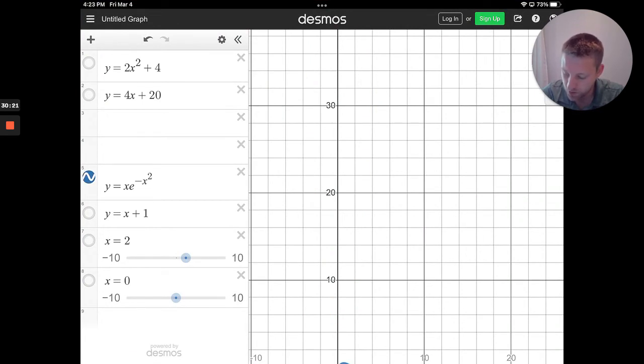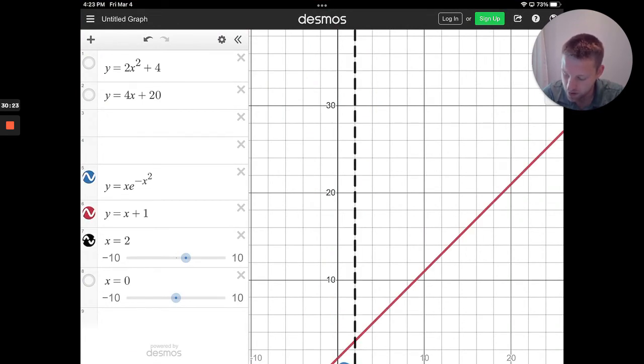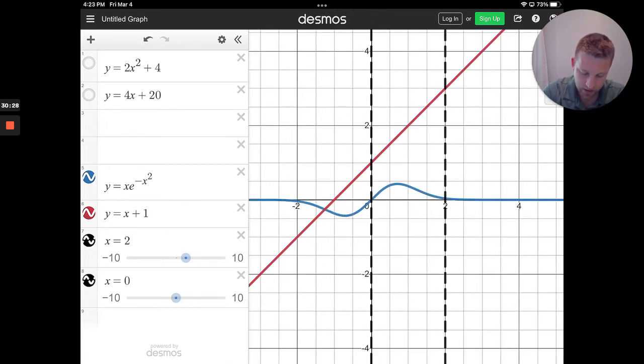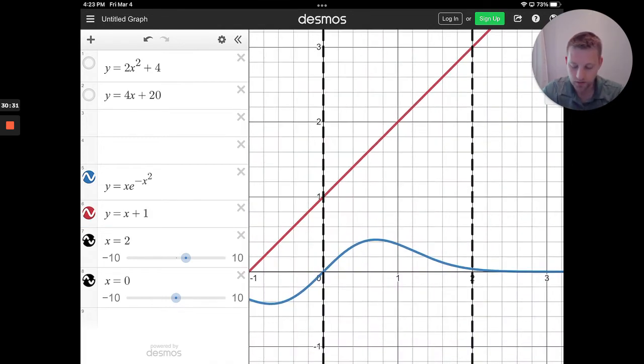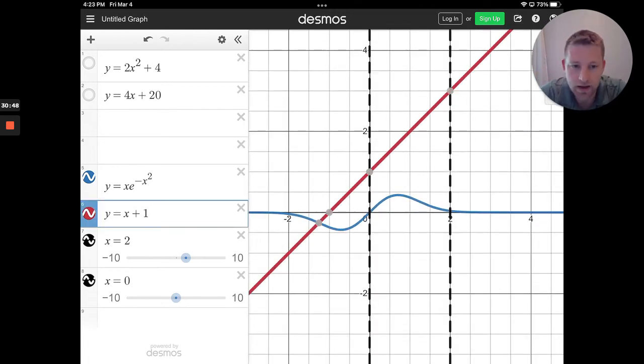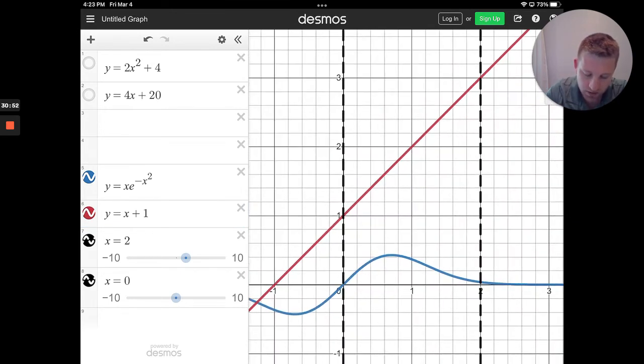Here's our exponential function and our linear function from x equals 2 to 0. We'll get in a frame where we can see this. And it looks like the upper function here is going to be in red. That's the linear function. And my lower function is the x e to the negative x squared. So it's kind of a curved function that goes along the x-axis there. So this is the region that we are taking a look at.